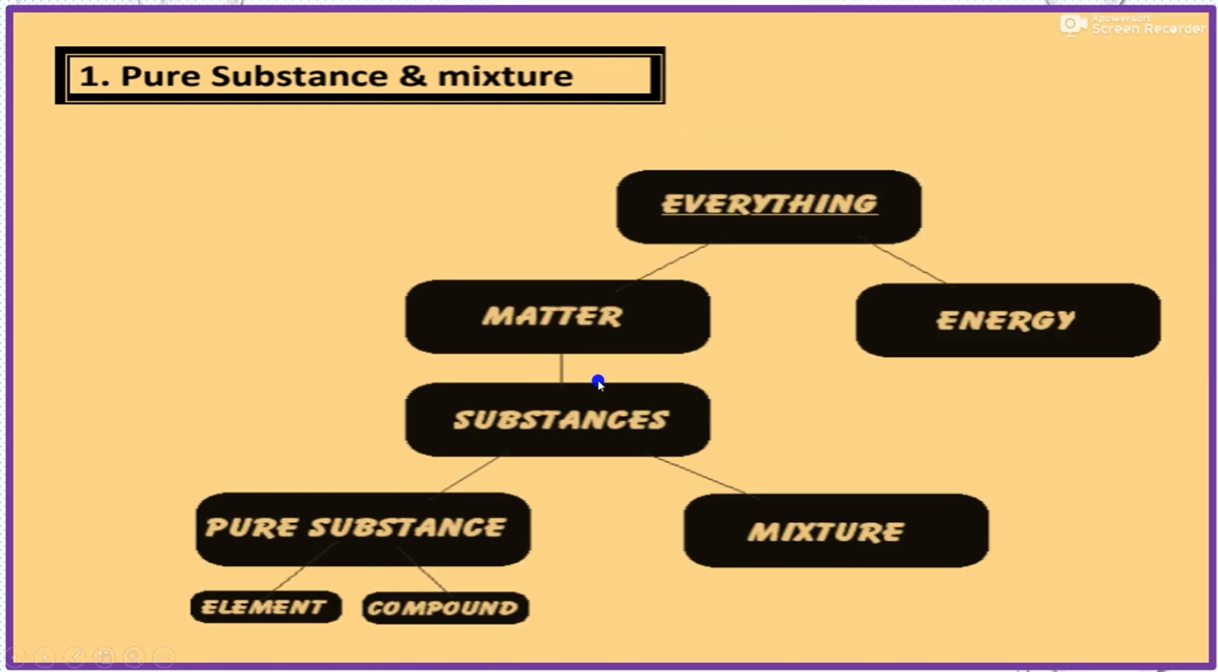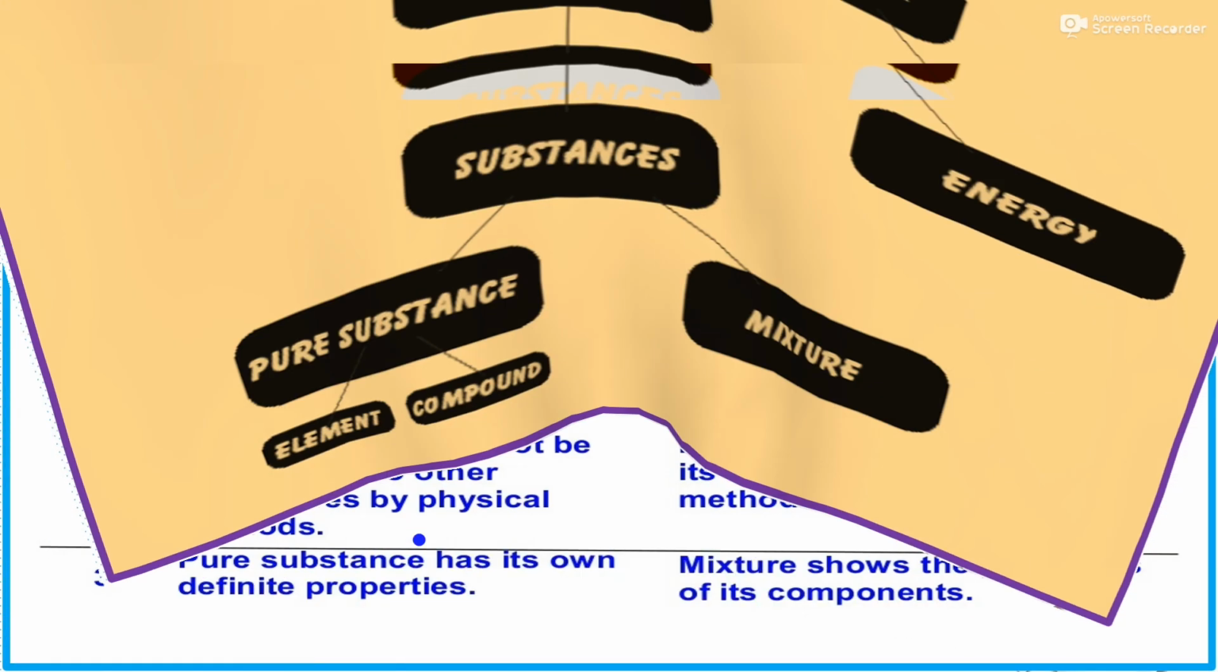Now, pure substance and mixture. First of all, everything is divided into two things, matter and energy. So our universe is made up of only two things. First is matter and second is energy. Under matter, substances are there. Substances are classified into pure substances and mixtures. And again, pure substances are classified into elements and compounds, and the mixtures are classified into homogeneous and heterogeneous mixtures.